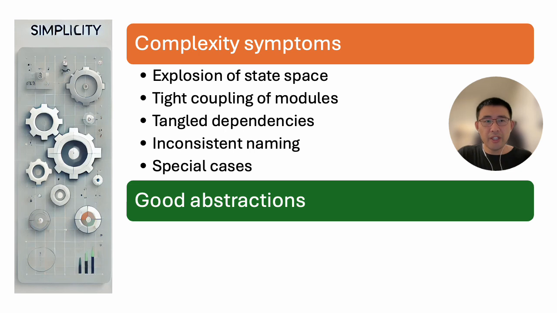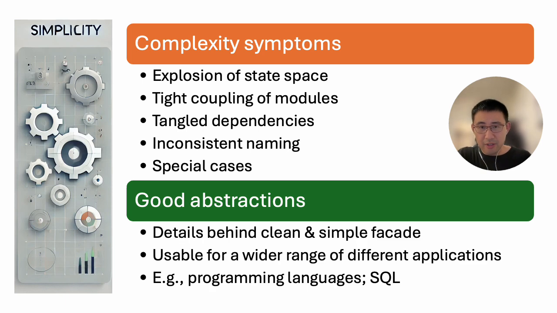A good way to deal with unnecessary complexity is by using good abstractions. Good abstractions mean we can hide those details under the table and expose to the user, maintainer, and programmers an easy, clean, and simple facade that they can operate on. It also makes the system usable for a wider range of applications if we later want to extend the whole system. We've seen great abstractions.